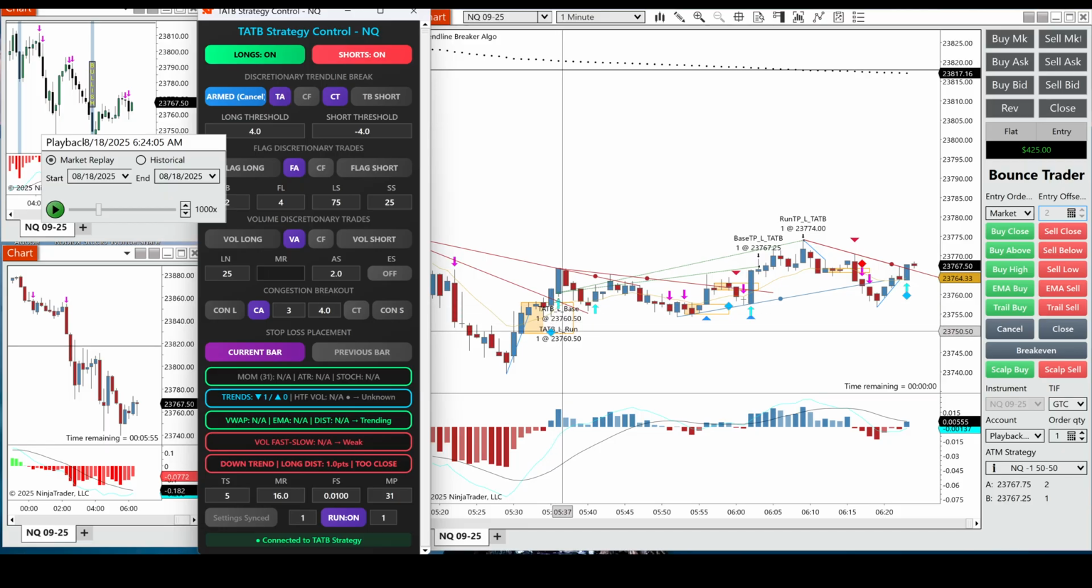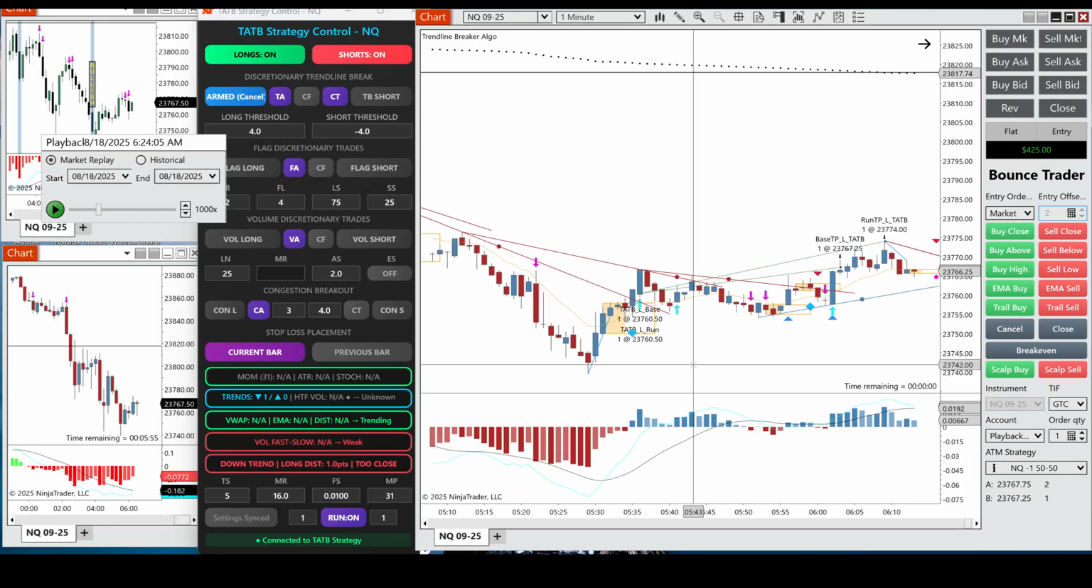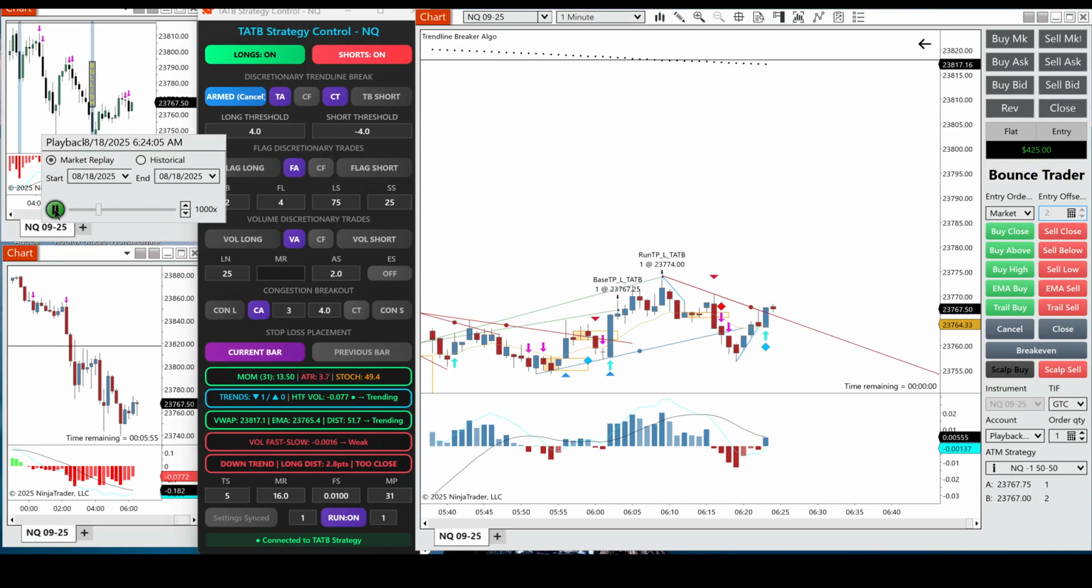Let's see again. This was a trendline. So it took this, right, because this was a trendline break and a congestion. So that's why it took that trade. Let's do it one more time.